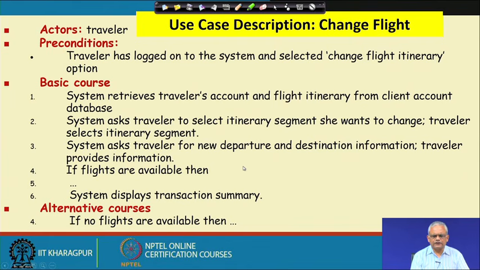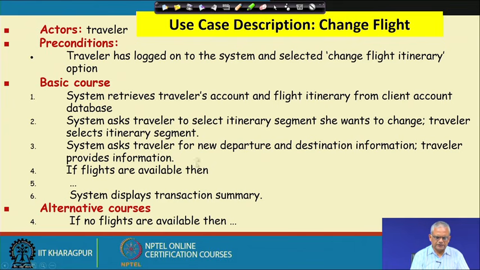Let us take another example of a use case and how it can be documented. This is a change flight in a flight reservation system. The actor is the traveler, precondition is that the traveler has logged into the system and selected the change flight option. The basic course or the main line sequence is that the system retrieves the traveler's account and the flight itinerary from the client account database. The system asks to select the segment that wants to change, system asks the traveler for the new departure and destination information, and if the flight is available then do the change, and then the system displays the transaction summary.